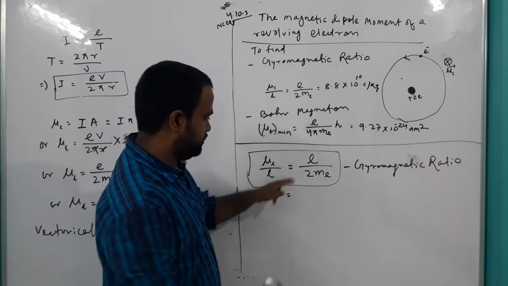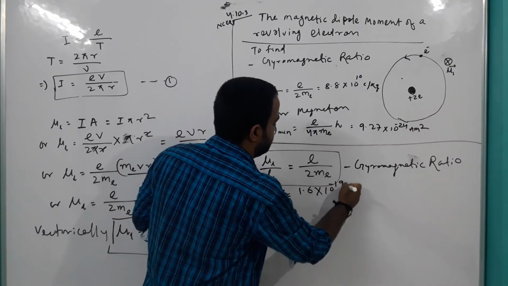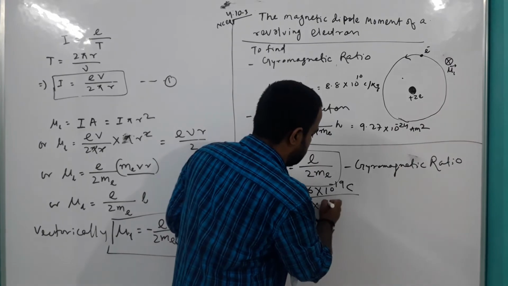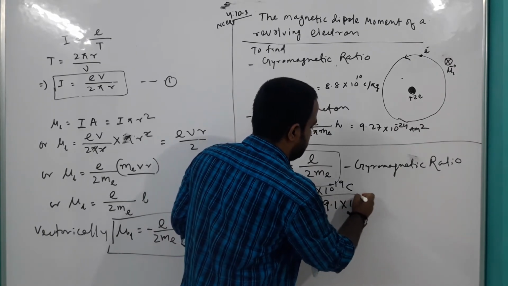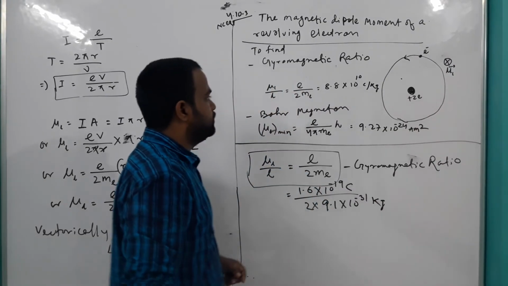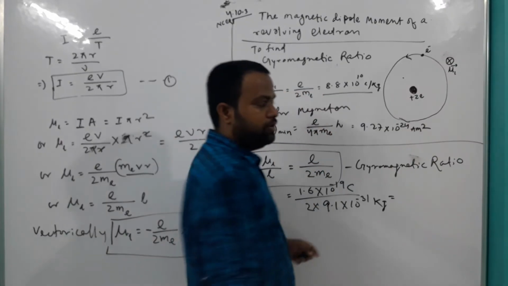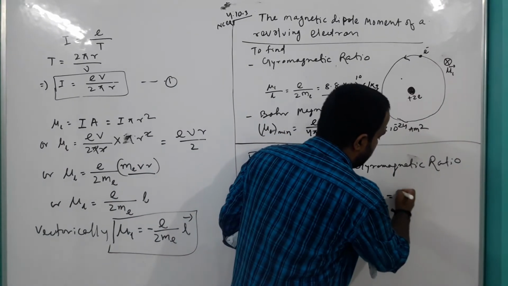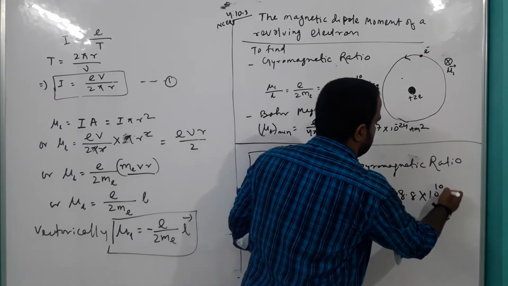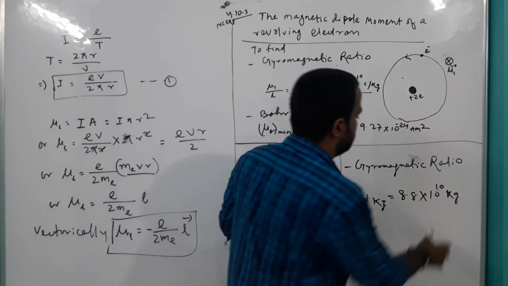The value of the gyromagnetic ratio you can easily find out by putting the value of e. What is the value of e? The electric charge, that is 1.6 into 10 to the power minus 19 coulomb, over 2 into m e, the mass of electron, which is 9.1 into 10 to the power minus 31 kg. So it will become 8.8 into 10 to the power 10. You can calculate it yourself. Of course, the unit will be coulomb per kg.